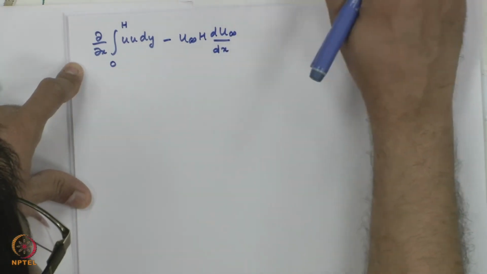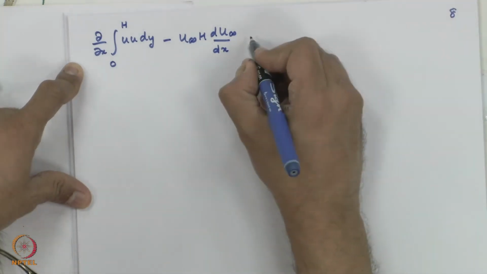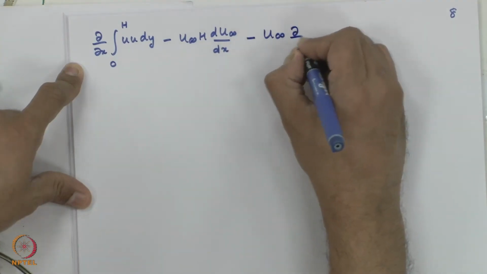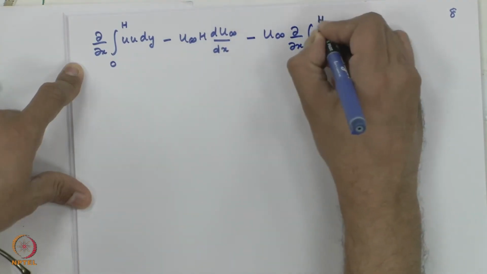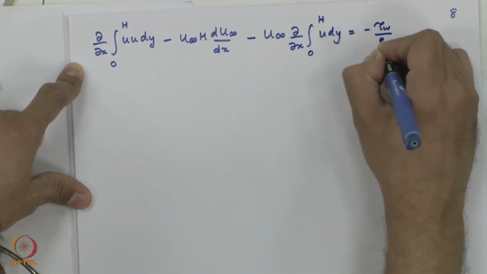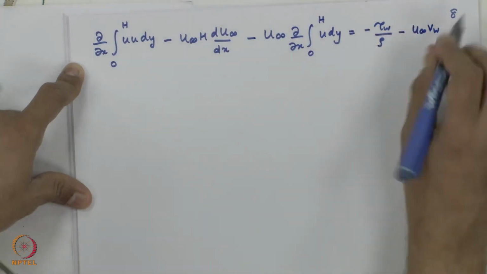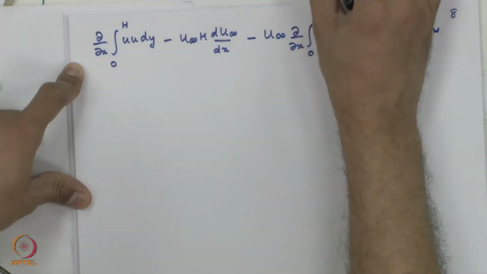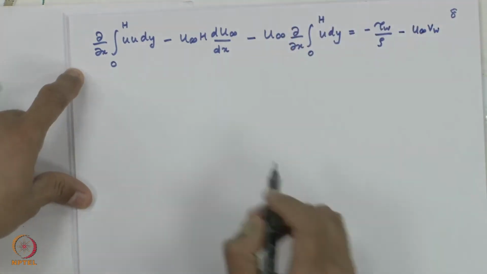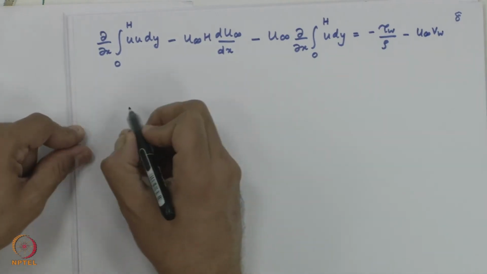You have minus of minus is plus, that when you bring this side will become minus again. So, you will have minus u infinity d by dx of integral 0 to h u dy is equal to minus tau wall by rho minus u infinity Vw. Okay, I have just kept this side and brought this quantity here. That is what I have done. Okay. So, now let us look at this term.